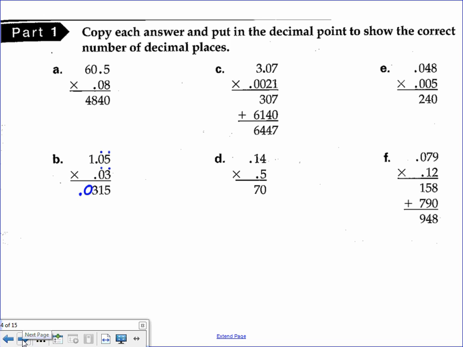Okay, so some of these you'll have to add more than 1 zero, but you'll just have to add enough zeros so that you have enough decimal places in your answer. Okay, go ahead and finish up this part of the review. When you are completed with it, make sure you get it checked off and that they're all correct.